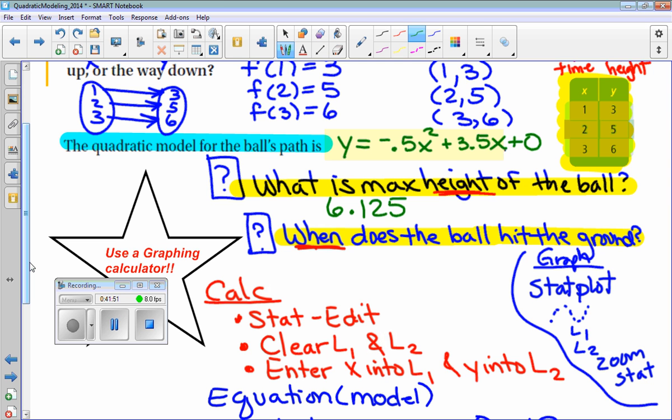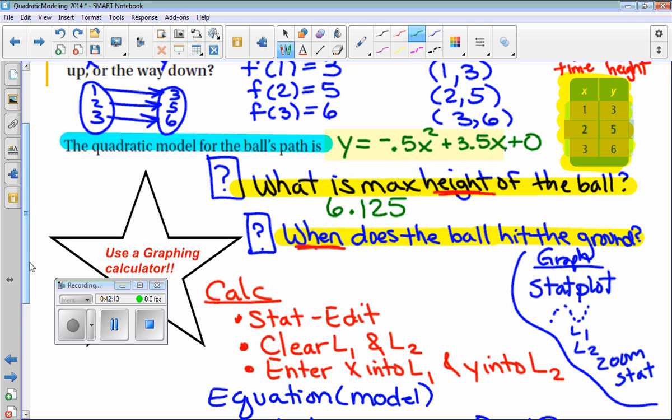Second question that we have to answer today. When does the ball hit the ground? It is not 3.5. 3.5 is when it gets to the top. When does it hit the ground? When it touches the x-axis. When it hits the root or the zero. So now we have to find that one all the way on the other side.